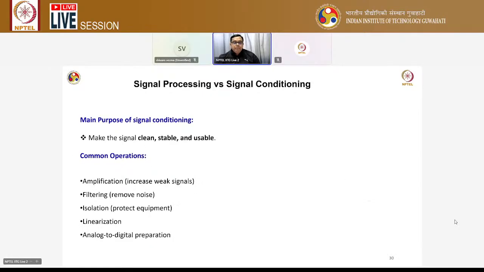So the main purpose of signal conditioning is to make the signal clean, stable, and usable, as you have also pointed out regarding the smoothing. The common operations of signal conditioning include amplification and filtering. When I say filtering, it means removal of noise, drift, and so on. Then isolation, linearization, and analog to digital preparation.